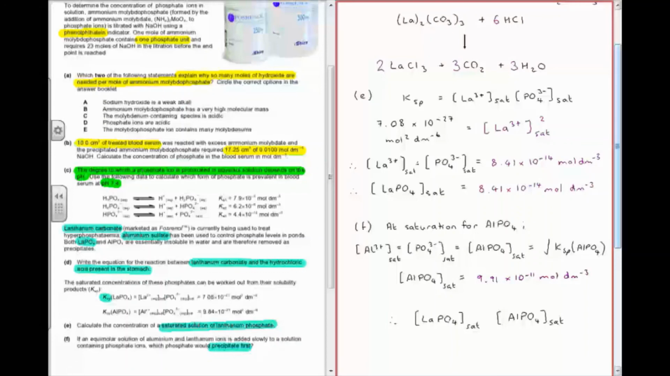Finally then, from our calculations, we can see that the concentration of lanthanum phosphate at saturation is lower than the concentration of aluminium phosphate at saturation, and so the phosphate which would precipitate out first would be lanthanum phosphate.